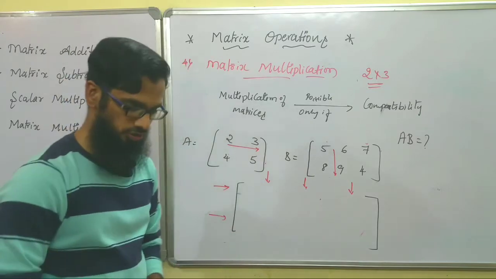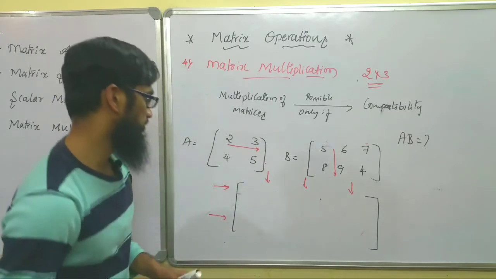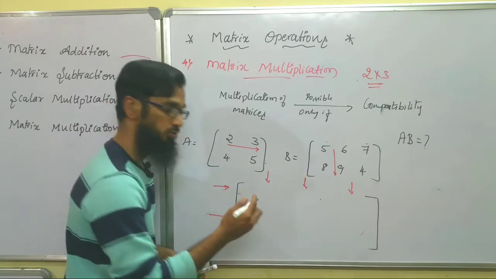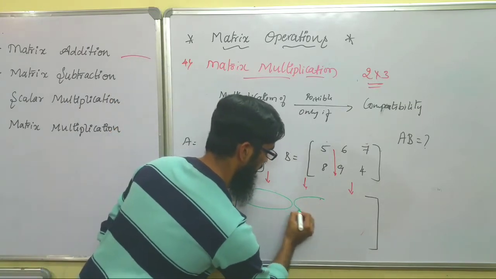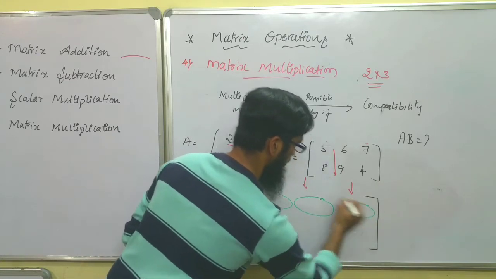Now what are the positions here? I'll go for the positions here. So 2 cross 3 means, you can see here, this is the first place, second and third place.